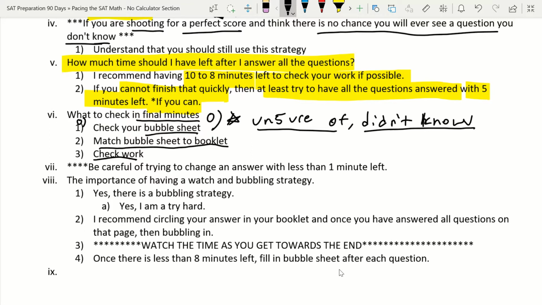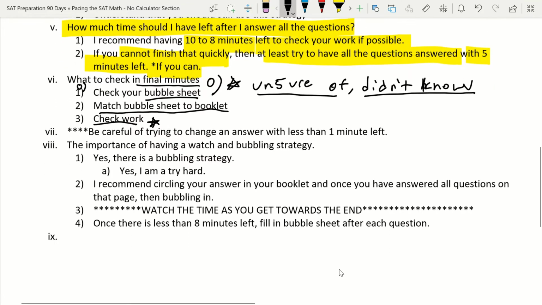And then finally, after that, you're going to want to go back and check your work. So you do your initial pass, hopefully you answer all of them. If not, then you go back and answer the ones that you were unsure of or didn't know. After that, you make sure that what you put on your bubble sheet matches what you have in your test booklet. That should only take you about 30 seconds to a minute at most. And then after that, you go back and check more work.